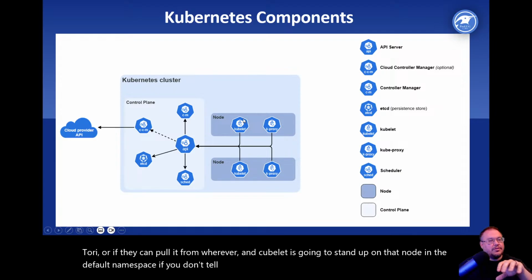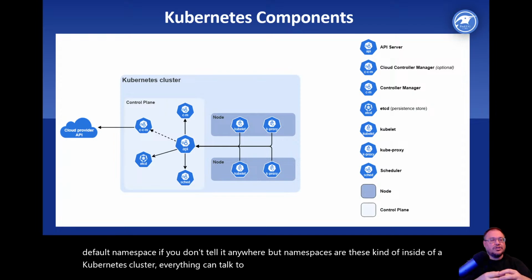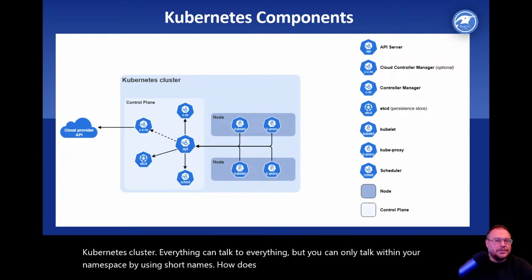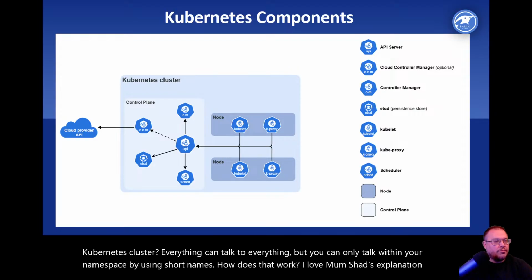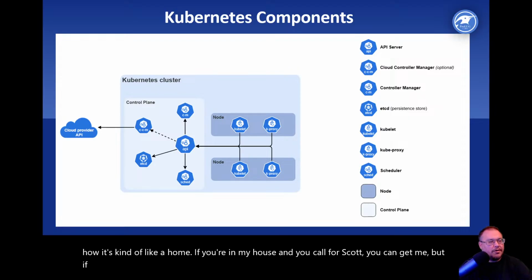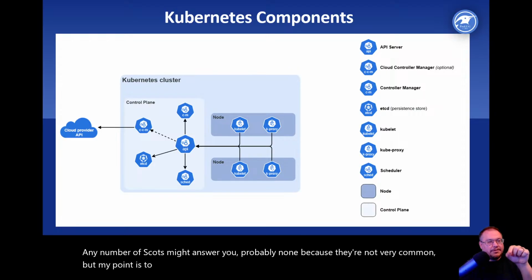But namespaces are these kind of, inside of a Kubernetes cluster, everything can talk to everything, but you can only talk within your namespace by using short names. How does that work? I love Mumshad's explanation of how it's kind of like a home. If you're in my house and you call for Scott, you can get me. But if you're outside or somewhere else and you call for Scott, any number of Scotts might answer you. Probably none, because we're not very common. But my point is, to call me by my short name, you have to be in my house. And that's kind of how namespaces work.